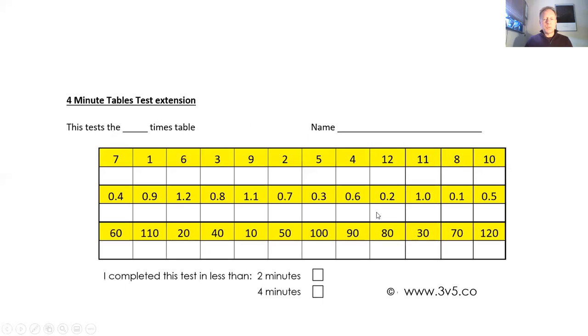Okay. Now there's also extensions. So as well as having just the normal table facts, once they've remembered that, they can also link it to what happens if it's 10 times less or 10 times more, because they should be able to work out that if I know the 2 times table, 7 times 2 is 14, but 0.7 times 2 is 1.4, and 70 times 2 is 140. Okay, so that's a little extension for them.